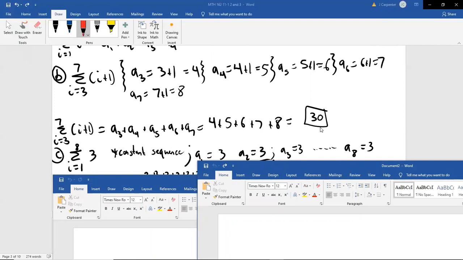Deep breath. Obviously, I didn't feel like writing all that down, hence the dots. They're all 3. You get a 3, you get a 3, everyone gets a 3. So we're just adding up the first 8 terms, which is a 3, 8 times.